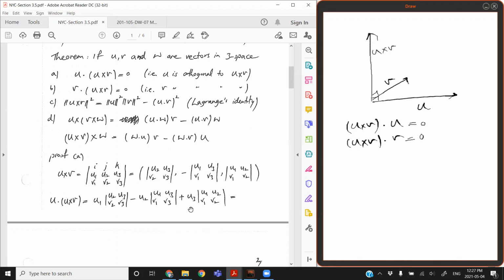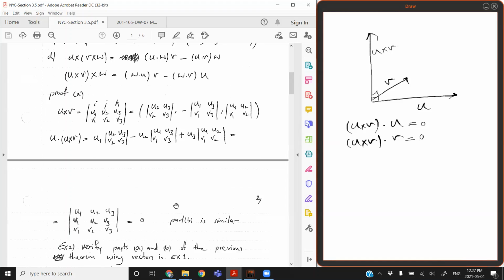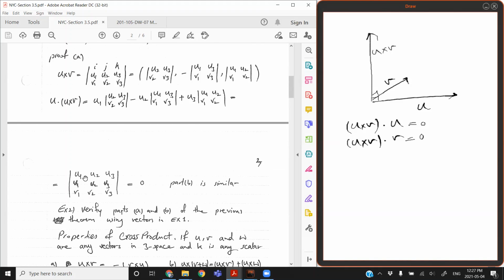But notice that what we have here is the determinant of a matrix that has two identical rows. Row 1 is u1, u2, u3. Row 2 is the same thing. And row 3 is v. So you agree that if you have a determinant of a matrix with two identical rows, that determinant is going to be 0. So part B can also be proved in the same fashion. That actually shows that the cross product is going to be orthogonal to both component vectors.